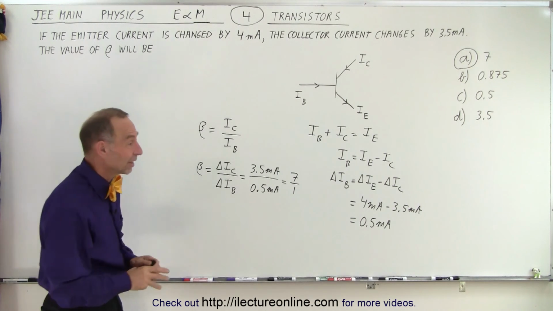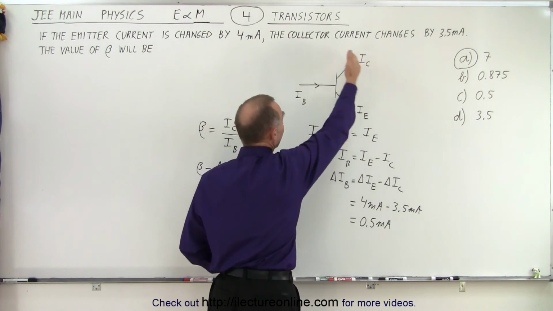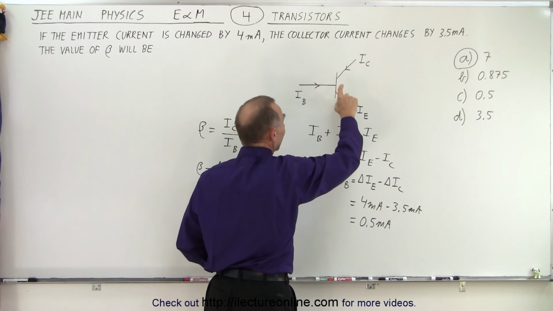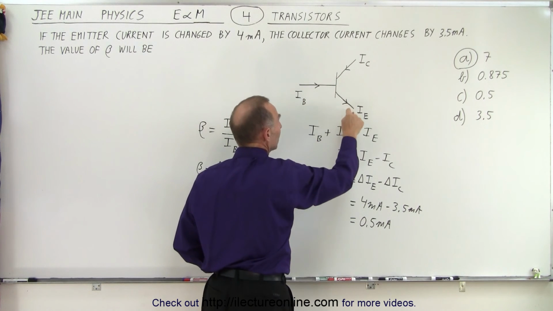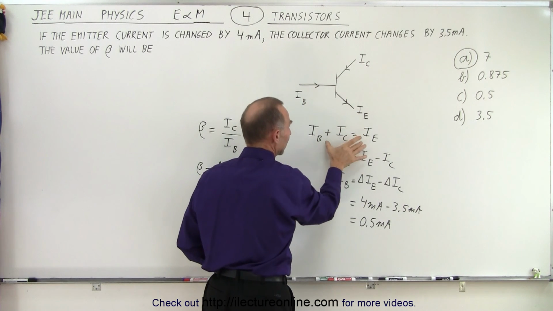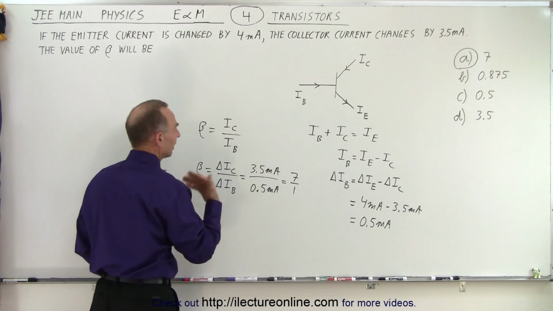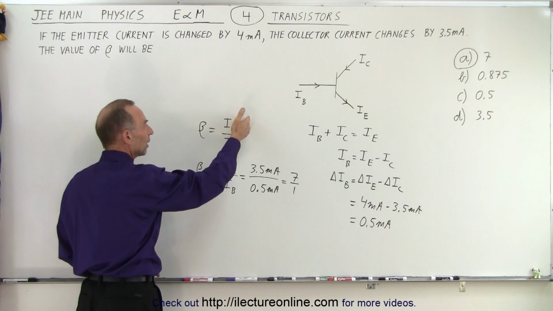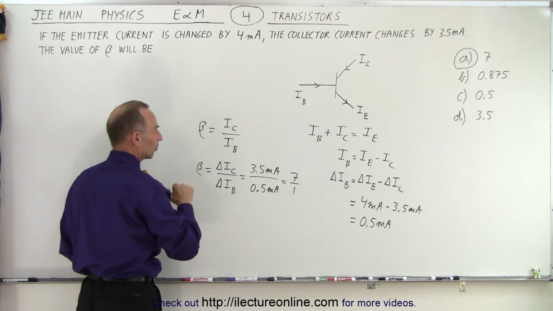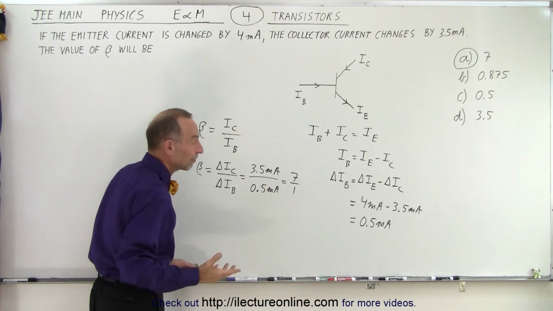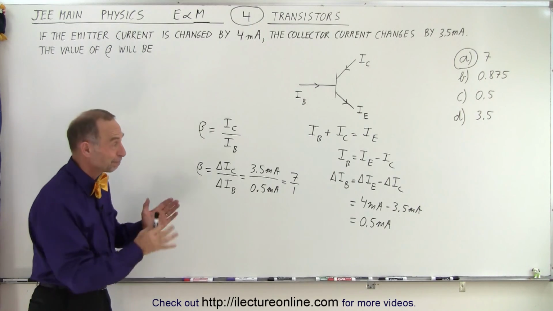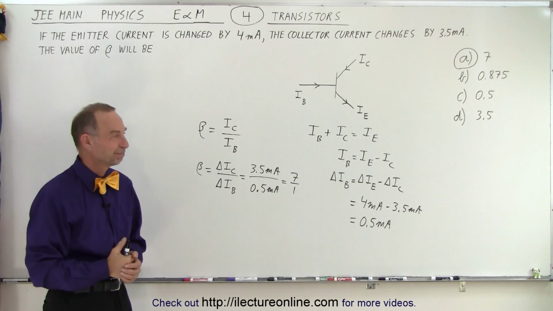But again, realizing that with transistors, you should be able to make the diagram, understand that the sum of these two currents equal the emitter current, so you get this relationship. So from that, you can find out what the base current is. And you have to realize that the gain is equal to the ratio of the collector current to the base current, in this case, 3.5 to 0.5 or 7-to-1. And that is how it's done.